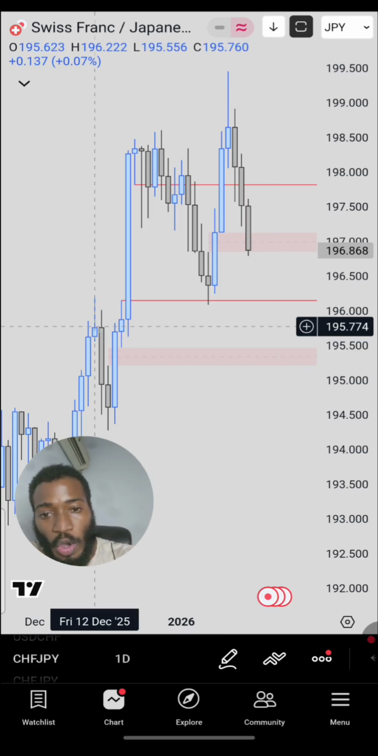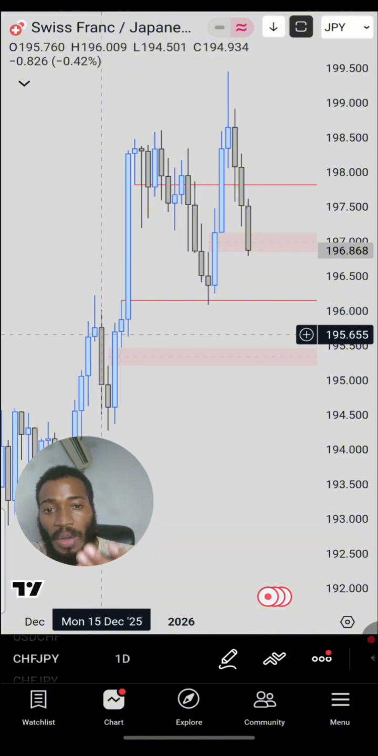When price taps into the opening price of this order block on the 1 hour time frame, if I see a bullish engulfing candle, then I'll be looking to be a buyer.